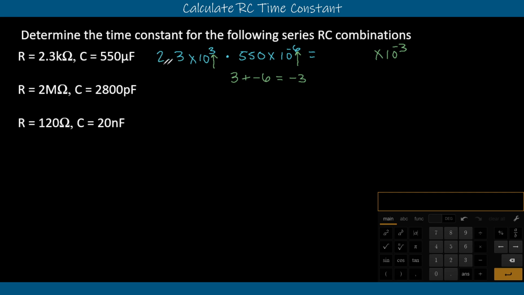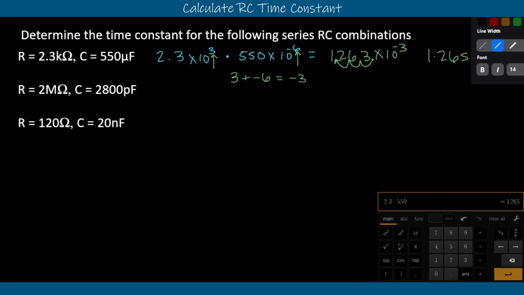That means that we can just multiply our two base numbers and get our magnitude. So we'll say that we have 2.3 times 550. So that is 1,265 times 10 to the negative 3, which means that we're in milliseconds. So we can move the decimal forward 1, 2, 3 places, and that gives us 1.26 seconds. It takes 1.26 seconds to charge that capacitor. It's a long time. So we're going to do a couple more of these.